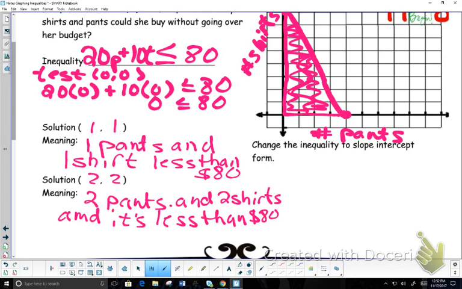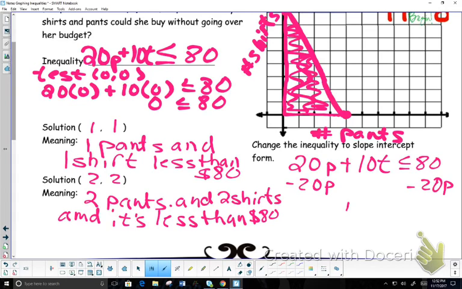Sometimes you might not have a pretty intercept, so you may need to change your inequality into intercept form. So let's practice that skill. We did it last time. If I had 20p plus 10t is less than or equal to 80, what would be my first step in getting it into slope-intercept form? Subtract 20p from both sides, leaving me with 10t is less than or equal to negative 20p plus 80.